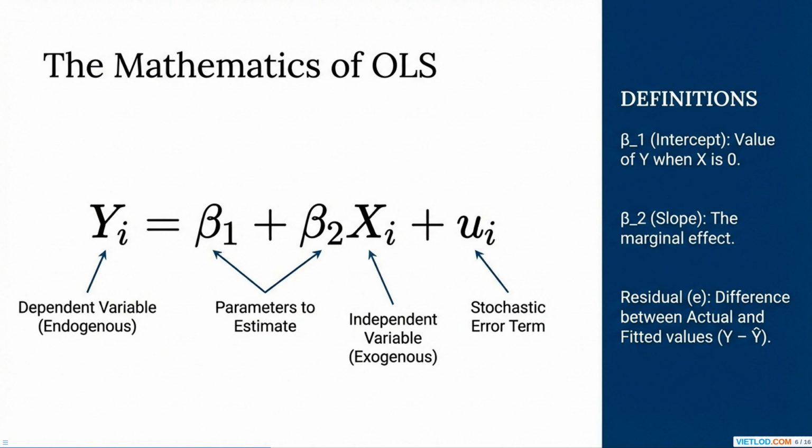Finally, ui is the stochastic error term. It captures all other factors that affect y, but are not included in the model. The difference between the actual value yi and the predicted value y hat i from our model is called the residual, denoted by ei. In our sales and marketing model, yi would be the sales of a specific store, xi would be its marketing budget, beta 2 would be the return on each marketing dollar, beta 1 would be the baseline sales with 0 marketing, and ui would represent other factors like local competition or location.